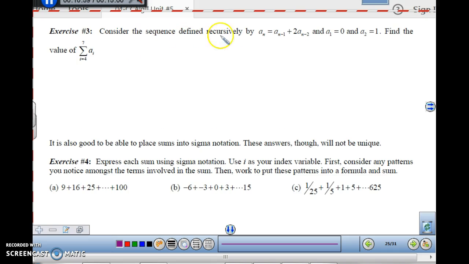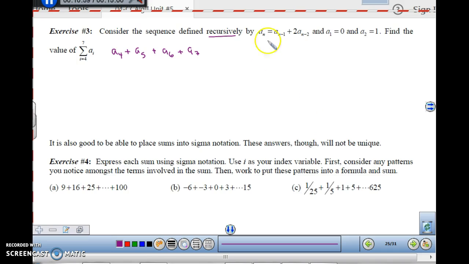Consider the sequence defined recursively as a of n equals a of n minus 1 plus 2a of n minus 2, and a of 1 equals 0, and a of 2 equals 1. Find the sum of a of i from 4 to 7. Okay, so basically, what are they telling us to figure out? Our first term is going to be a of 4, and then we're going to add a of 5 plus a of 6 plus a of 7 to get the answer. So we need to know what a of 4 is. Let's see if we can figure it out.